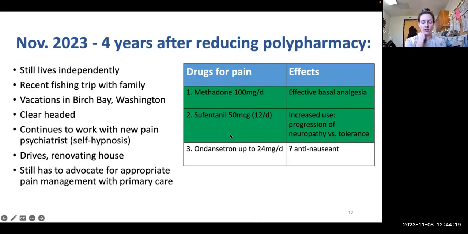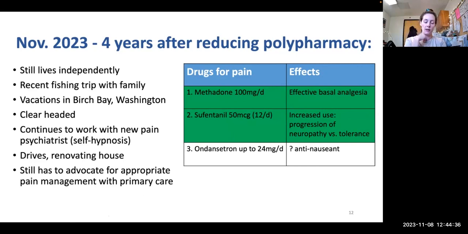I've never actually seen somebody else, but Ross is very clear that for his pain with the spikes and neuropathic pain, sufentanil is very helpful under the tongue. It takes the spikes away, and he has no sedation or cognition side effects. And we've trialed it many times, and it really works for him.